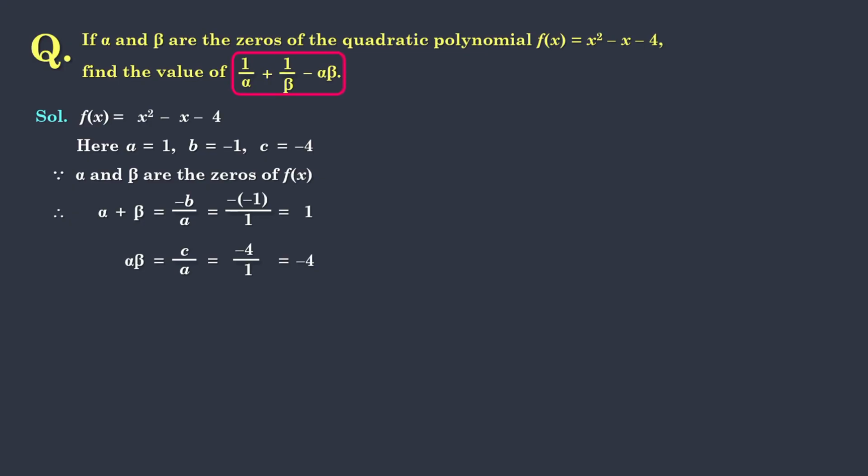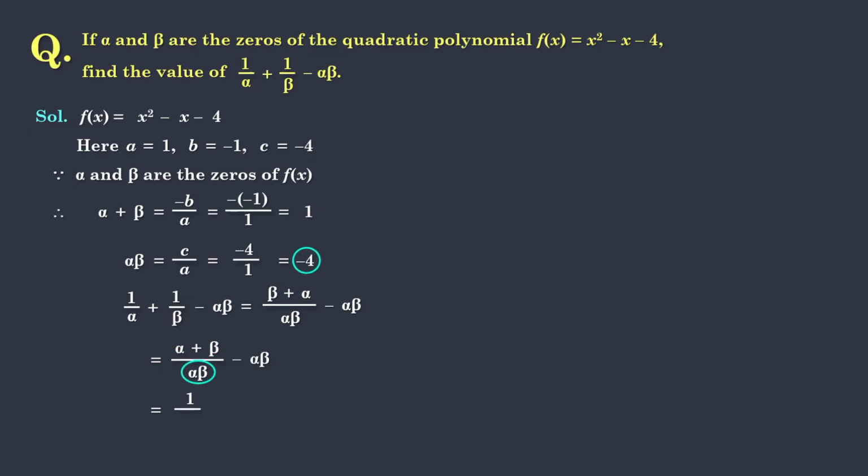Now we find the sum of the reciprocal of alpha and the reciprocal of beta. This can be written as the sum of alpha and beta divided by the product of alpha and beta. Substituting the values, we get 1 divided by -4, which is -1/4. Next, we subtract the product of alpha and beta from this value. Since the product is -4, subtracting -4 becomes the same as adding 4. So we add 4 to -1/4.